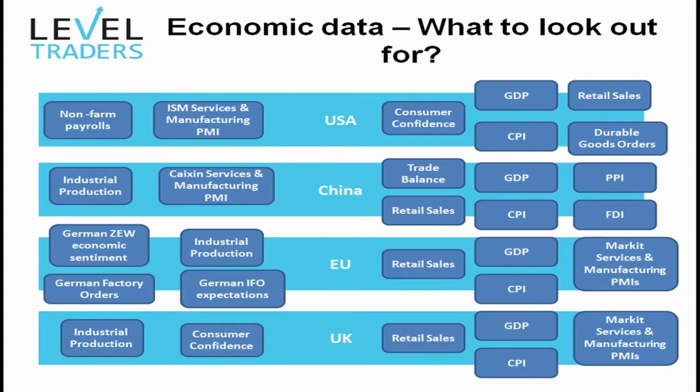Other items to watch out for are the ISM services and manufacturing PMIs. This is an index representing activity within the services and manufacturing sectors. The key number here is 50, which represents growth versus a decline. If the reading is 50 or more, that sector is deemed to be growing, expanding. China has its own equivalent, released by Caixin, and a company called Markit also publishes these numbers in Europe and the UK, so one to keep an eye on.